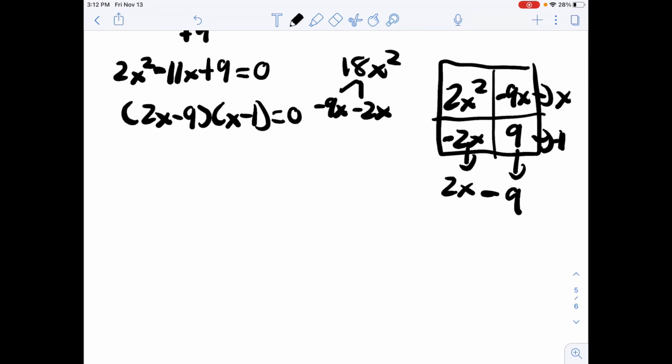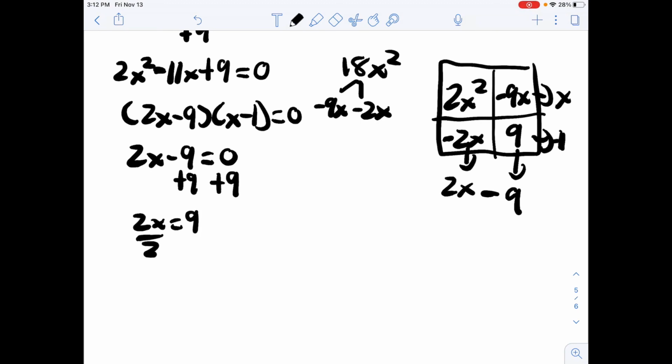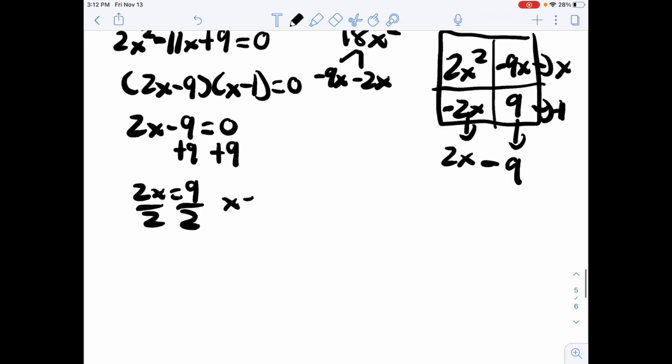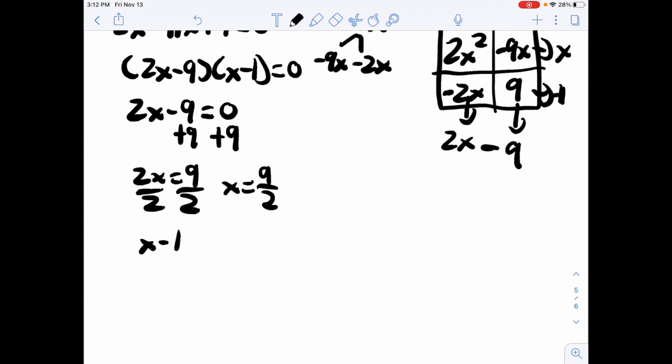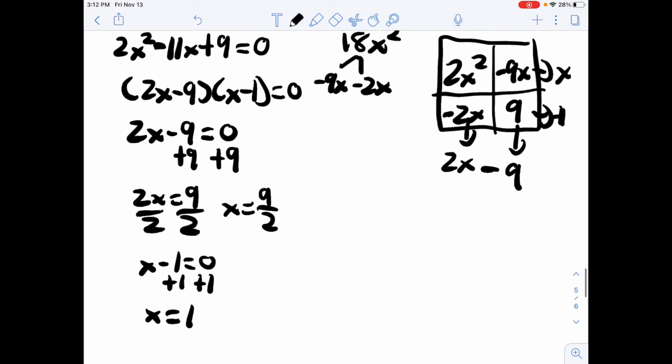And from here, we're going to equate each binomial to 0 to find the solutions. 2x minus 9 equals 0. Add 9 to both sides. Divide both sides by 2. X equals 9 over 2. And for here, x equals 1. So the two solutions to this equation are 9 over 2 and 1.